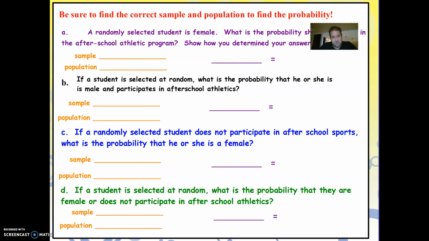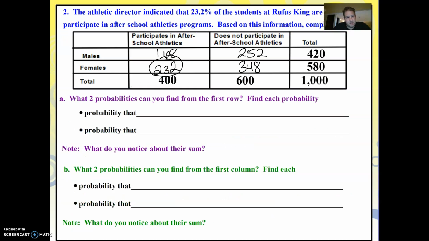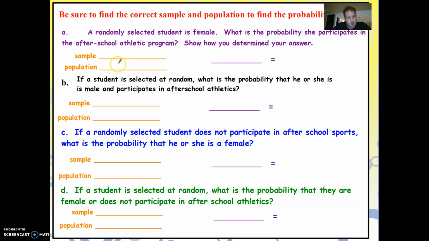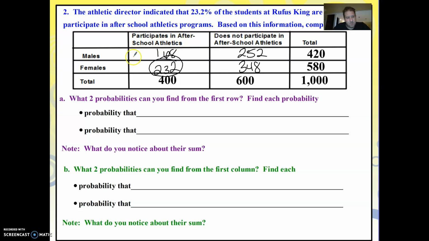A randomly selected student is female. What's the probability that she participates in athletics? Okay, we know the person is a female, so that's our population. So it's out of females, which is out of 580. Population just means how much it's out of altogether. And then the sample is how many of those are that thing. What's the probability that she participates in an athletics program? How many of those females participate in athletics? That would be 232 of the 580.